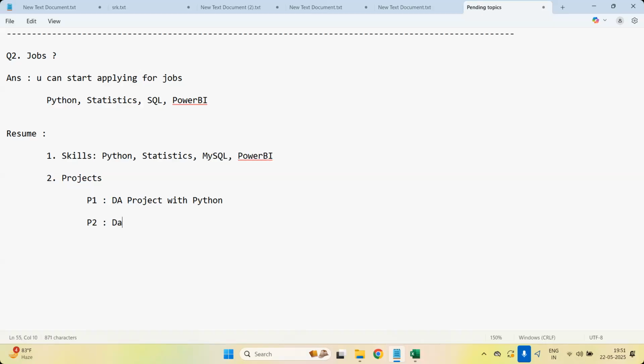Project 2, a data analytics project with Power BI. In this, a complete Power BI project should be there, means end to end only Power BI. Entire data cleaning, data wrangling, everything should be only in Power BI. And in this Power BI, with DAX functions. DAX functions will be used for data analysis. If you want to add some more analysis, DAX functions will be useful.